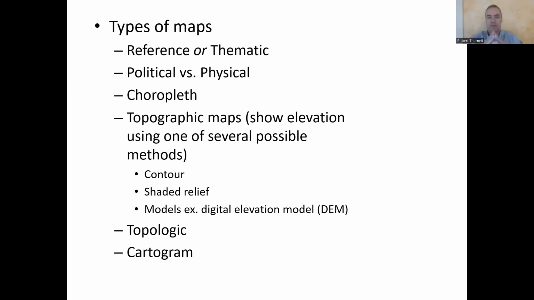So now that we looked at a little bit of the theory of maps and the elements of maps, let's look at some different types of maps. And there are many different types of maps, which you can see listed here. We're going to go through all of them: reference versus thematic maps, political versus physical maps, choropleth maps, topographic maps, topologic maps, and then cartograms. And just to be clear, it's not always exclusive. In other words, you can be political and physical. You can be topographic and political. You can be lots of different things. But there's a couple that are exclusive. Generally speaking, a map is reference or thematic, for example. Otherwise, you can kind of mix and match many of these.